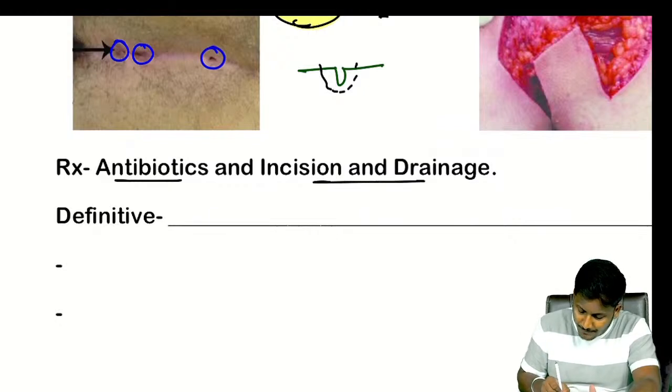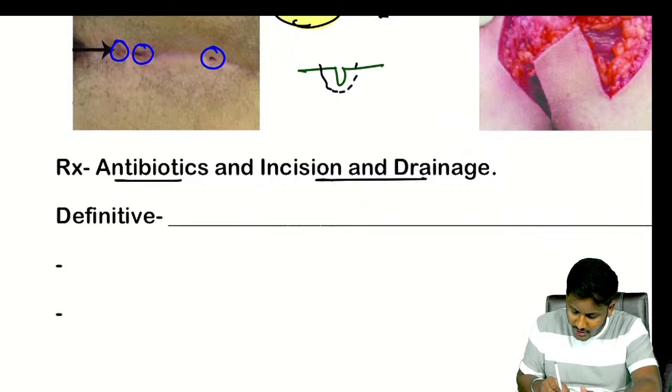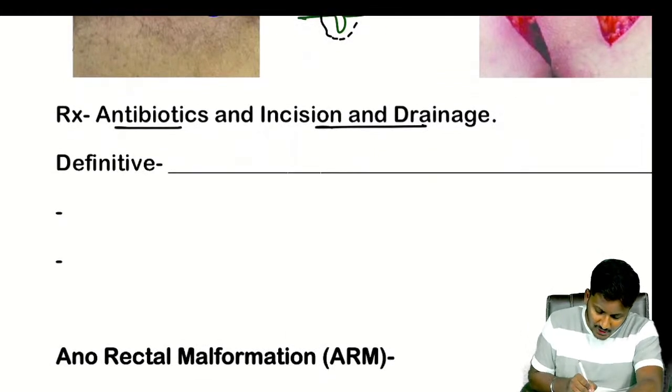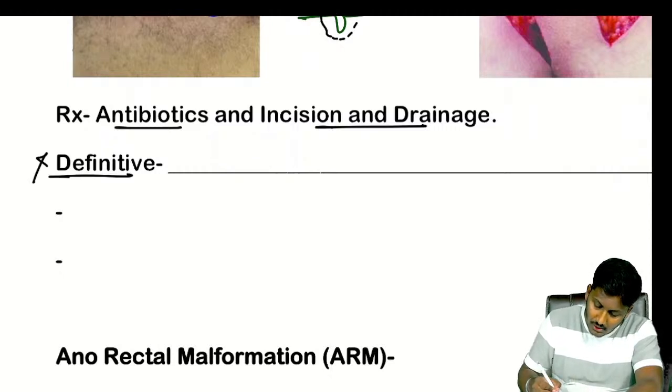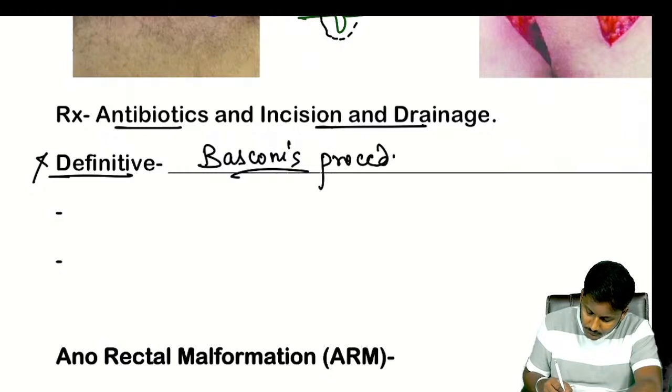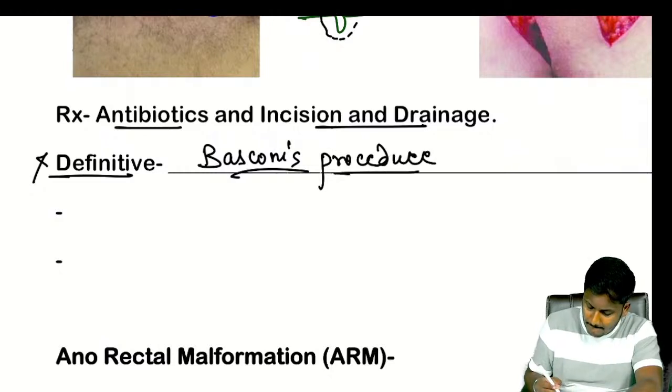Second, if there is an abscess, and it is still in the stage of an abscess, then we can go for incision and drainage. But if it has already progressed into the stage of a sinus, then the definitive management, as I've told you, is which surgery? It is known as the Bascom surgery, or Bascom's procedure.